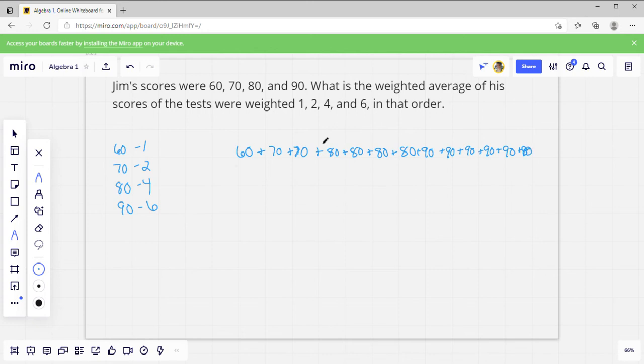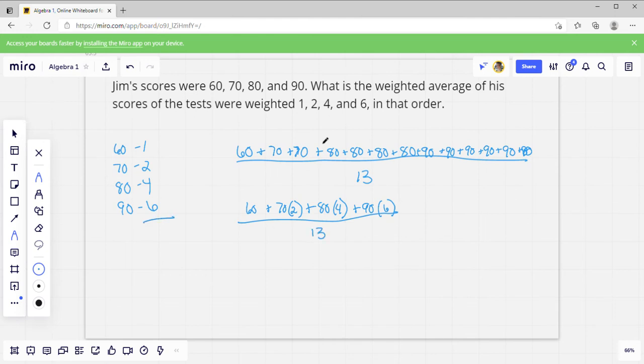Okay, and that's all going to be divided by, let's see, what's our number of numbers? 13. So we're going to add all that top up, and then divide by 13. Another way to do this would be to write 60 plus 70 times 2 plus 80 times 4 plus 90 times 6. And all that gets divided by 13.